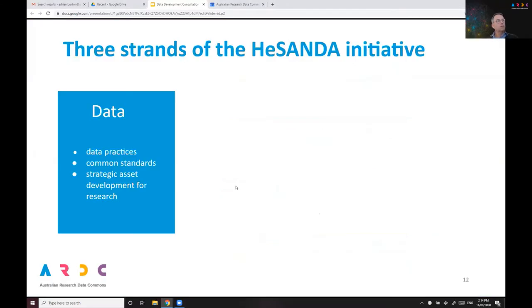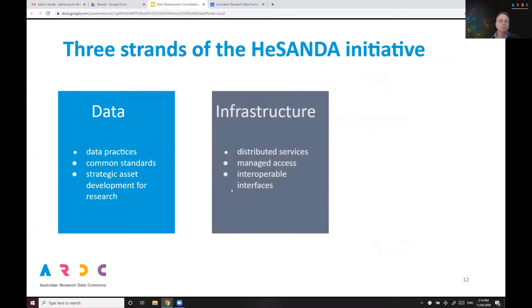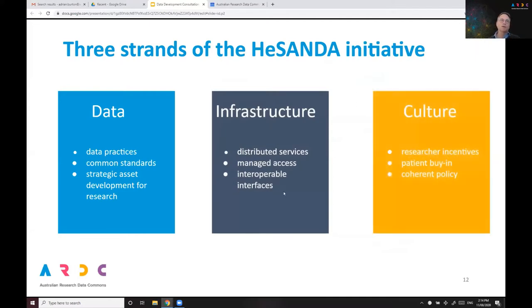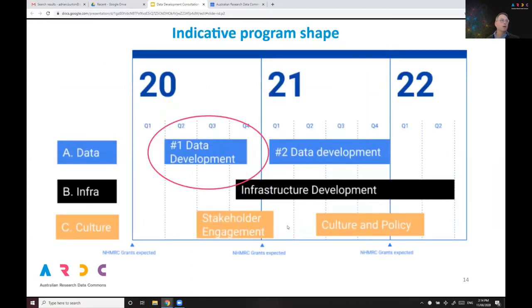There are three strands to the HeSANDA initiative. We're dealing with data and getting coherence around data. We're building a coordinated set of infrastructure across the nation. And we are looking at the culture, the required culture of what the researchers need, what the patients need, what is a coherent policy environment for this. Those three strands are set out in a project plan like this.